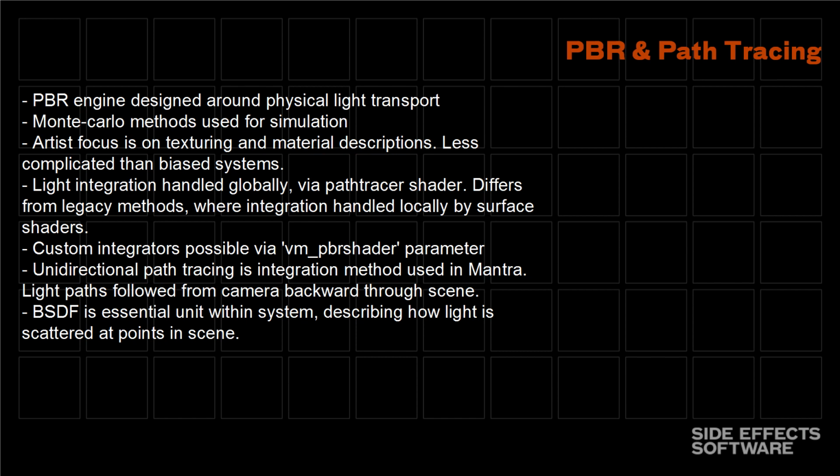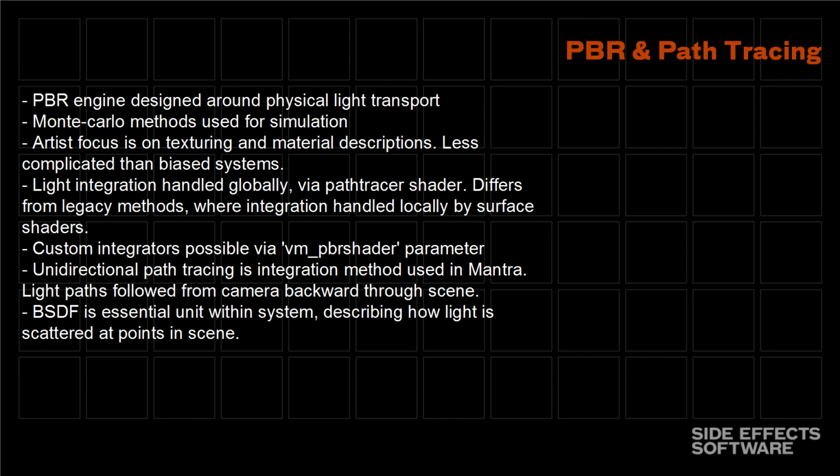And so by assigning your own shader, you can handle your own integration strategy, summing the actual input from all of the lights and calculating your own output colors and output illumination. As I mentioned, unidirectional path tracing is the integration method that's used in Mantra. And path tracing is essentially the process of following light paths through the scene as they arrive to the camera's image plane. And so there are various ways and various flavors of path tracing.